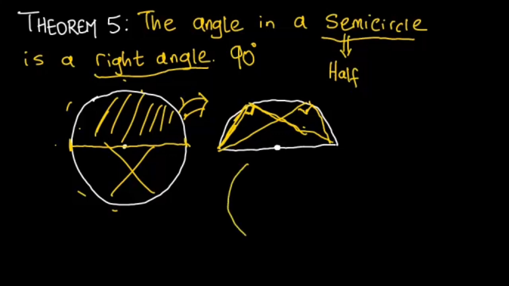So if we have something like this, we have a line that runs through the center, which is a diameter. This is the center of the circle. And then we have something like this.